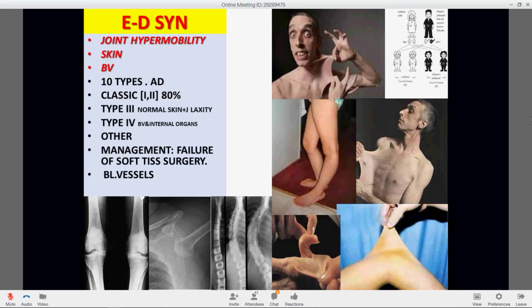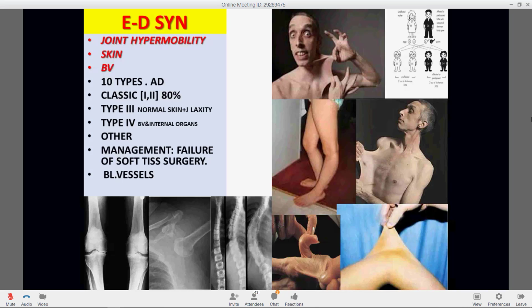Ehlers-Danlos is a group of disorders characterized by joint hypermobility, skin laxity, and blood vessel fragility. There are more than 10 types of Ehlers-Danlos. Most of them are autosomal dominant.